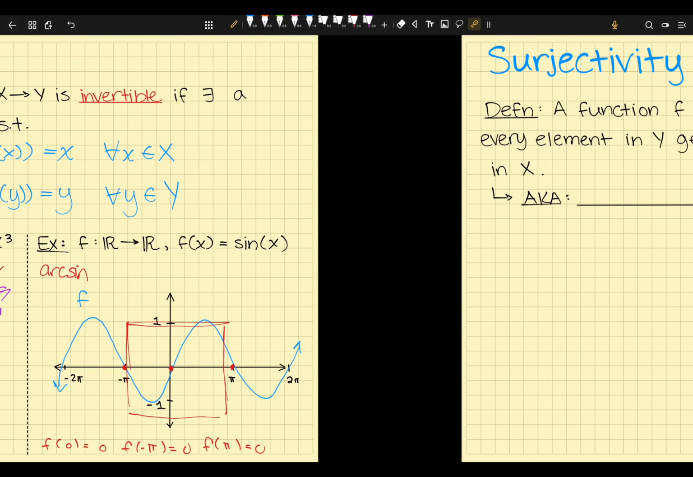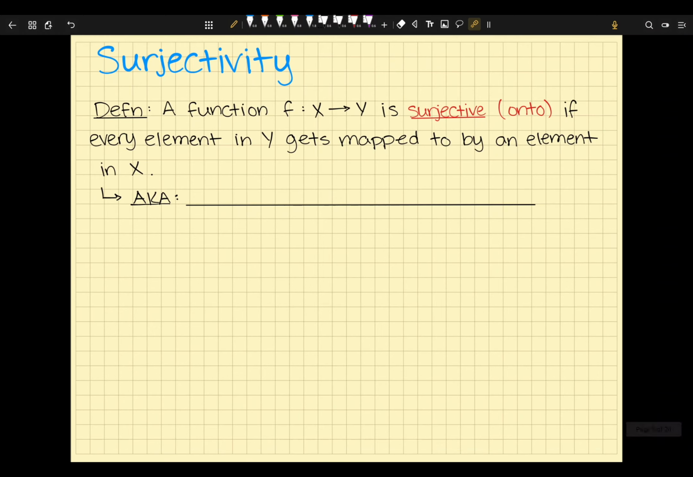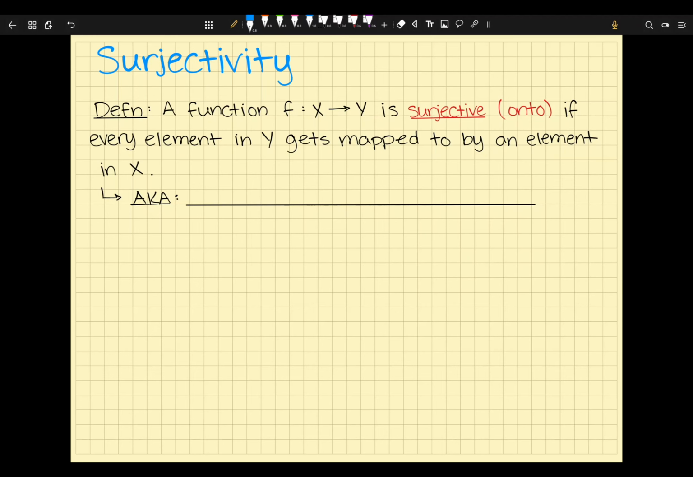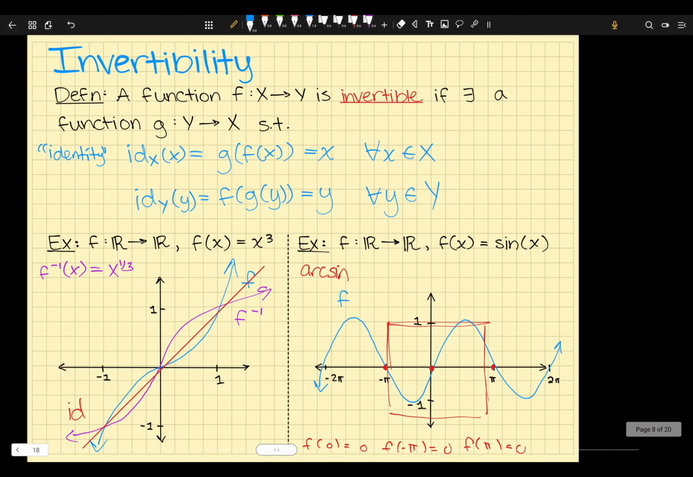All right. So surjectivity. A function f is surjective, or also onto, if every element in y gets mapped to by an element in x. And mathematically what we say is that for every y in y, there is some x in x such that f maps x to y. So everything in y gets mapped to. We'll look back at some of our examples here.